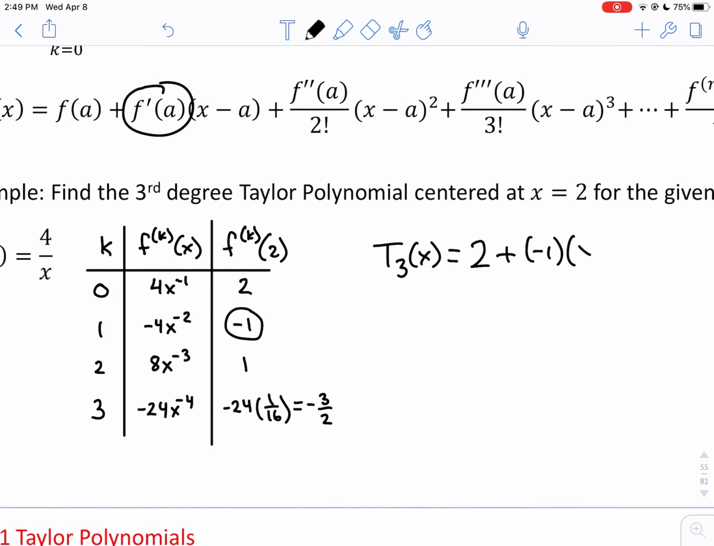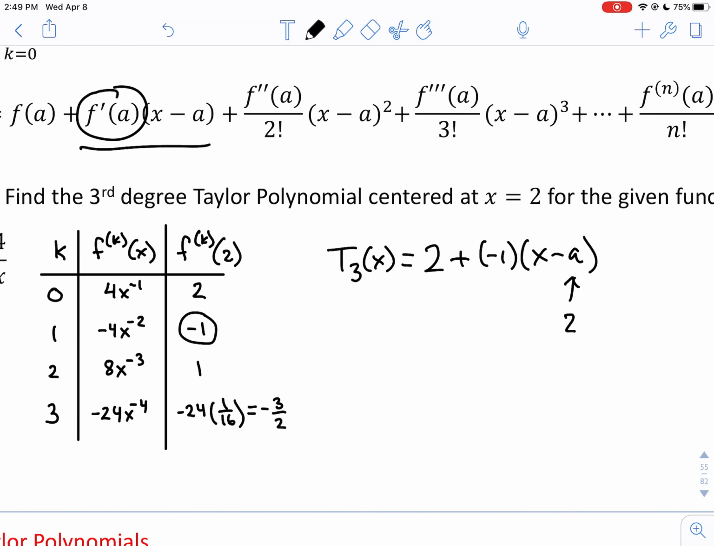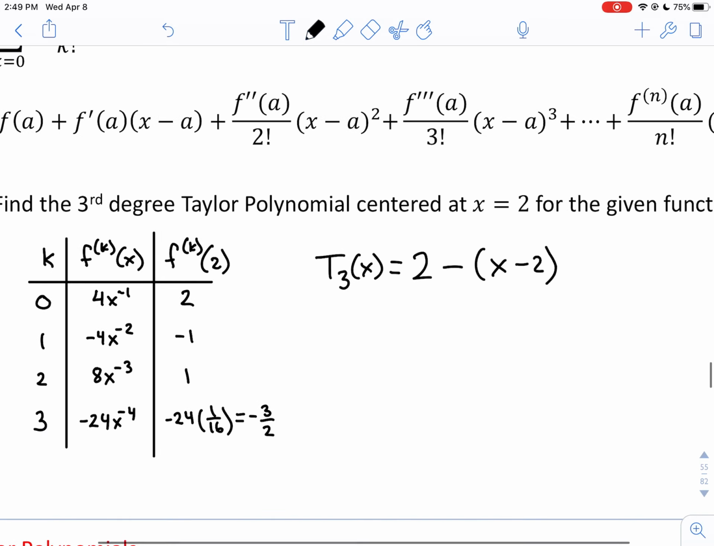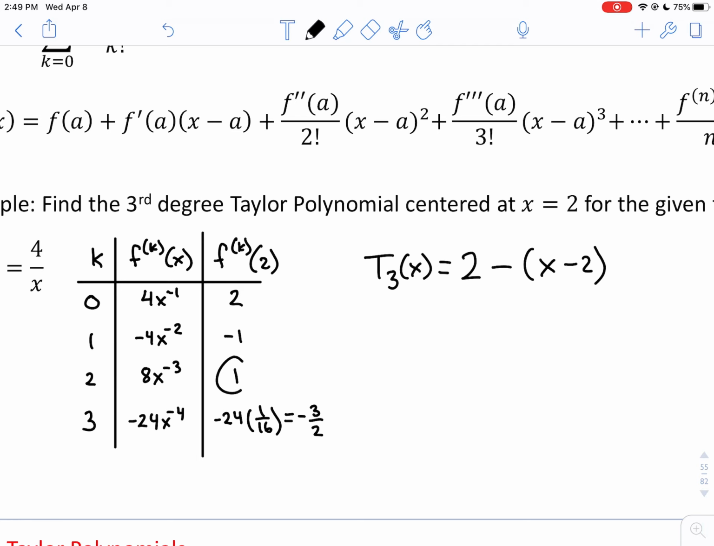I put a negative 1 in that position, and then it's times an x minus a. That a should be a 2, because that's what a is in this case. And I'm going to simplify that to just a minus sign. Next, I'm going to take the second derivative evaluated at 2, which is a 1.